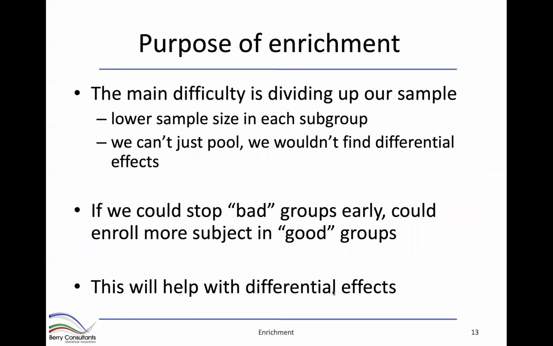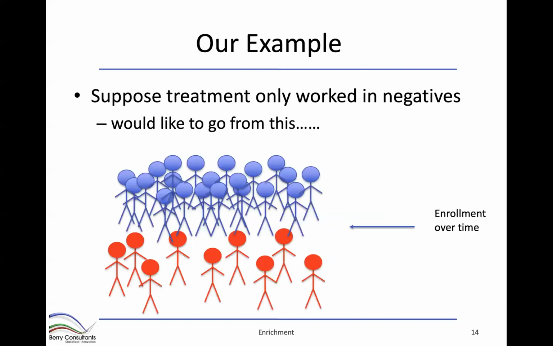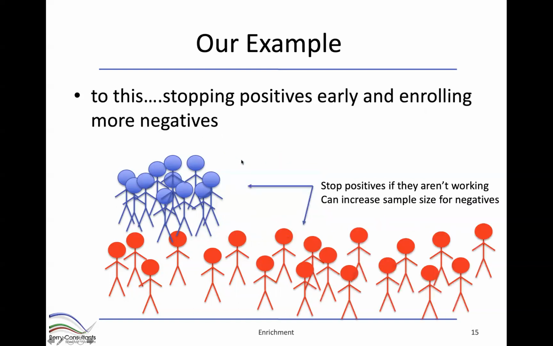Okay, so the idea of enrichment is to counter this lower sample size in each subgroup. And we do that by, if we could stop some of the bad groups early, we could enroll more subjects in good groups. And so this is going to help us with differential effects. So our idea here is this was what our enrollment looks like when we have all comers. Suppose that our treatment only worked in negatives. It would be nice if we could go from this picture to something like this picture.